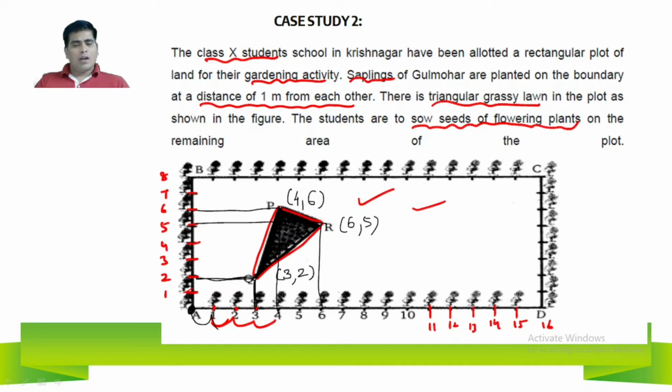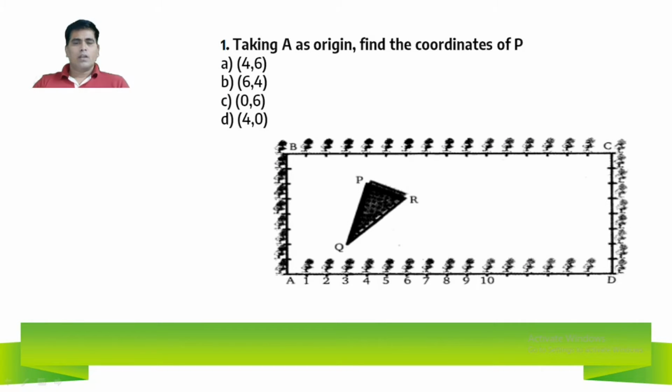From the right side 1, 2, 3, 4, 5, 6, and from the upper part 1, 2, 3, 4, 5, 6, 7. This is very, very important. Note how to take it down, and let's see the questions now. Taking A as the origin, find the coordinates of P.